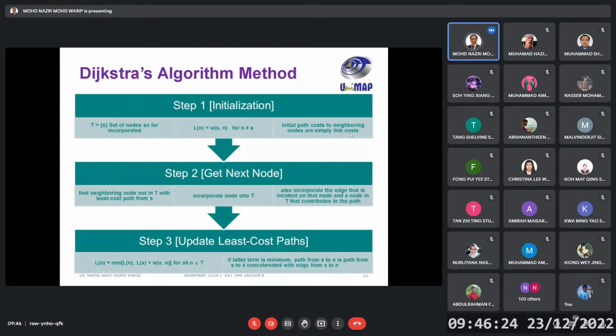Step 2, get the next node. Find the neighboring node not in T with the least cost path from S. Incorporate the node into T. Also incorporate the edge that is incident on that node and a node in T that contributes to the path. This one you need to remember lah. This is a fixed algorithm. You need to know the steps.